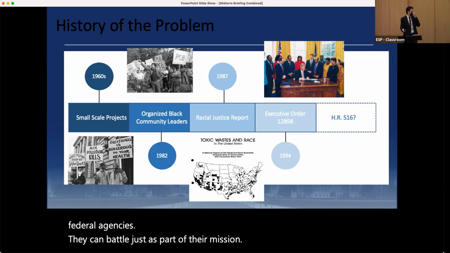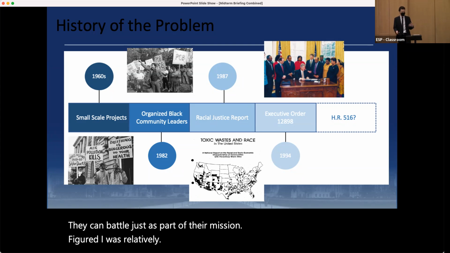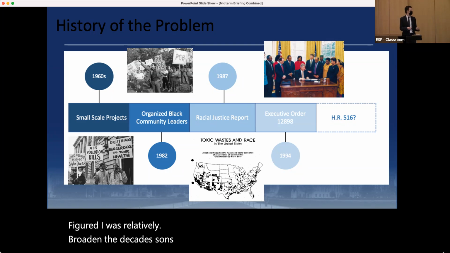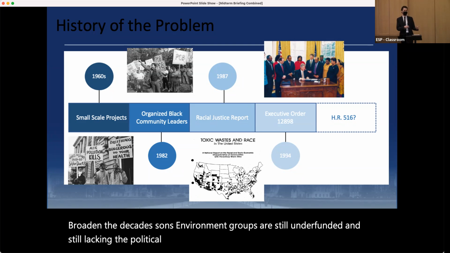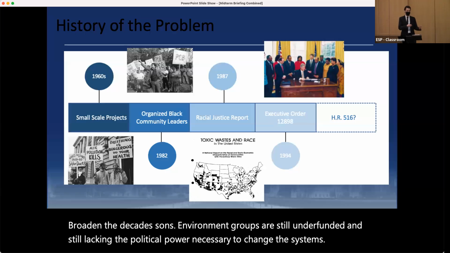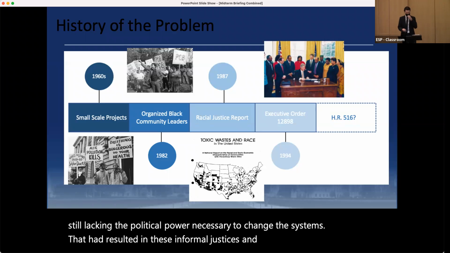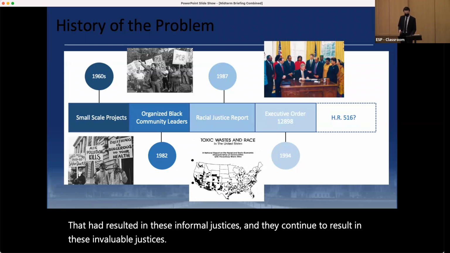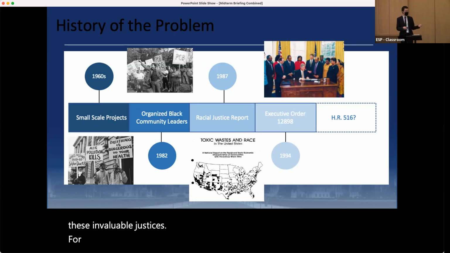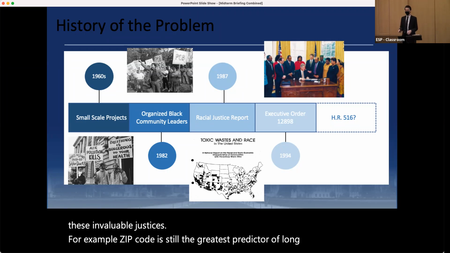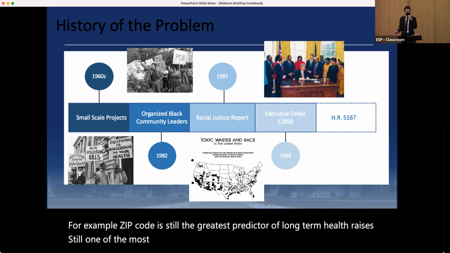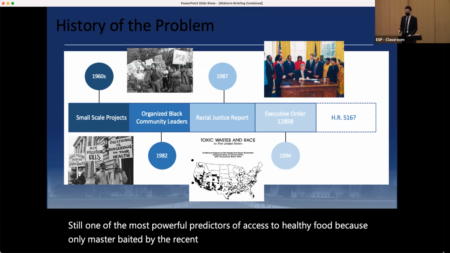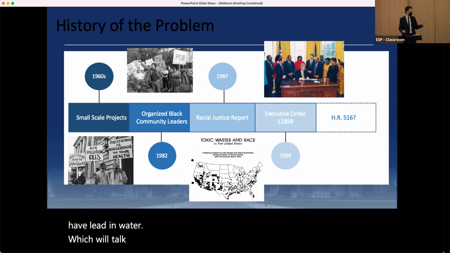Seeing as that was relatively broad, in the decades since, environmental groups are still underfunded and still lacking the political power necessary to change the systems that have resulted in these environmental injustices and may continue to result in these environmental injustices. For example, zip code is still the greatest predictor of long-term health. Race is still one of the most powerful predictors of access to healthy food, which is only exacerbated by the recent pandemic. And kids in Flint, Michigan still have lead in their water, which we'll talk about in a few minutes.